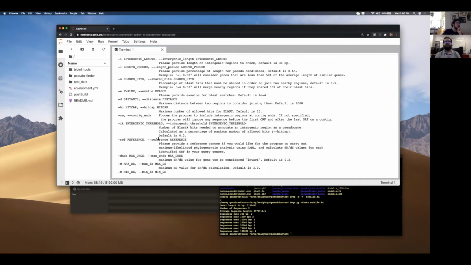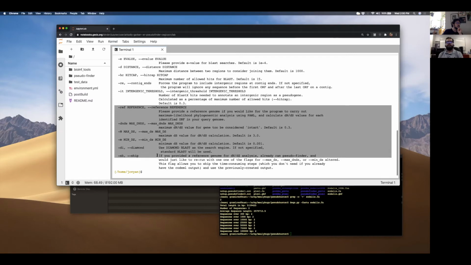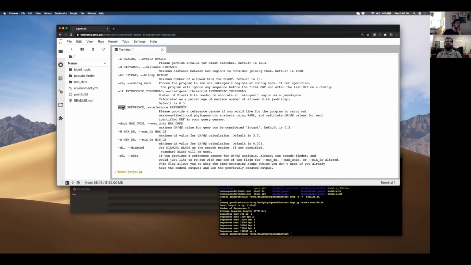Right, so these 6 flags are in reference to the PAML loop, or the selection part of the analysis. So if you provide a reference genome for DNDS analysis, then it's going to use that genome as a reference for DNDS analysis.